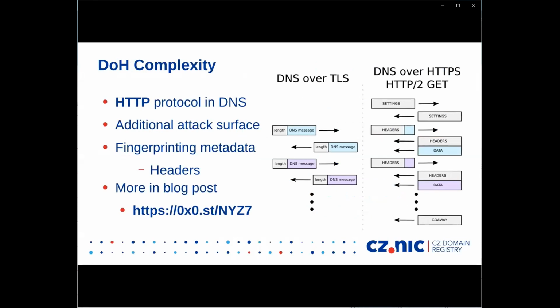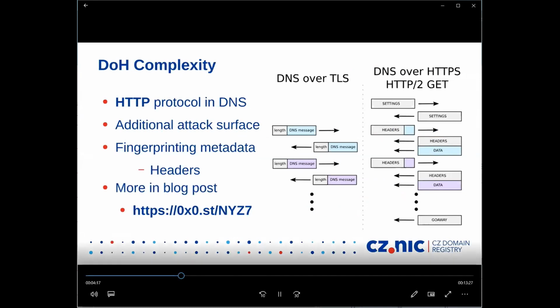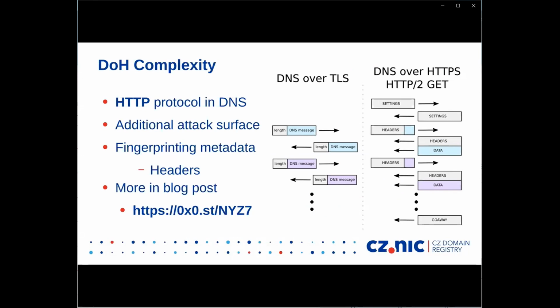To illustrate that, I have an image that compares what happens inside the encryption layer, and the colored boxes are actually the content, the DNS query and the reply. There are actually two pairs of those. Inside DNS-over-TLS, there is no extra metadata, nothing. It's just the 2-byte length. And inside DNS-over-HTTPS, and let's assume we use HTTP2 with the GET method and not any of the others, there's a lot of extra chatter and complexity going on.